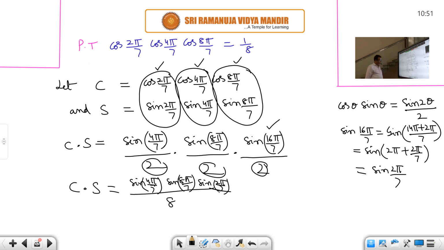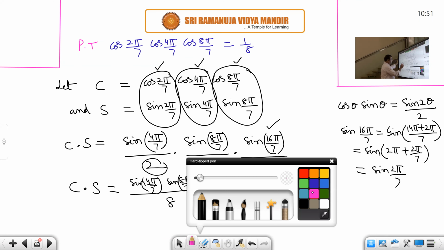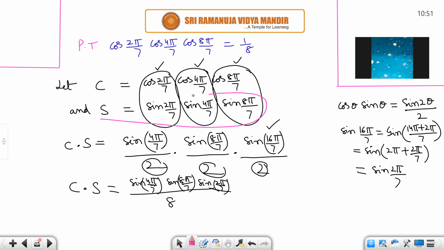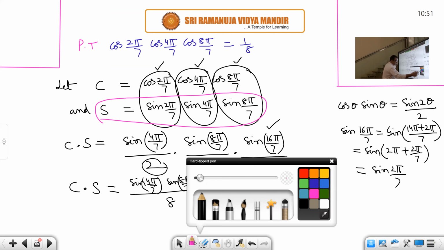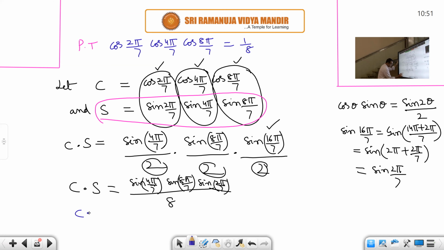Now Madhuri, right hand side, what is the numerator? Please read. Sir, sine 4 pi by 7, sine 8 pi by 7, and sine 2 pi by 7. Is it not equal to S, Madhuri? Sine 2 pi by 7, 4 pi by 7, 8 pi by 7. So we have proved that C into S is equal to S by 8. That means S can be cancelled out, and we have proved that C is equal to 1 by 8. And that is what we have to prove.